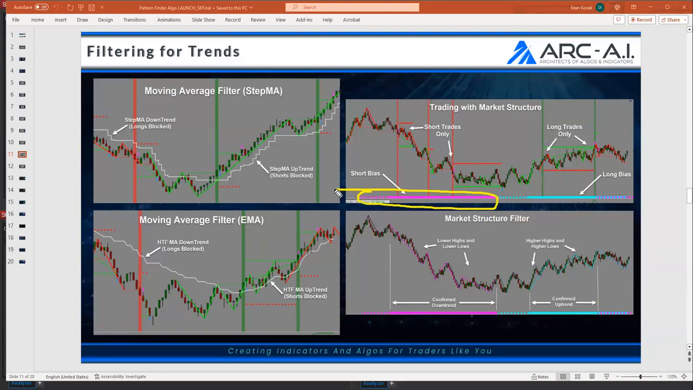So what this does is this allows you to take only the shorts when the background is pink, because you're trading with the bigger market structure. And you're only allowed to trade the longs, okay? You're only allowed to trade the longs in the blue structure, okay? And when it's dotted, it's a transition. The market's transitioning.